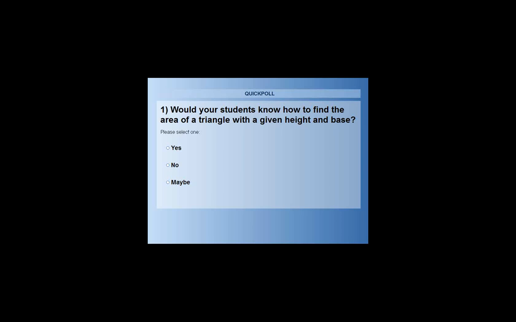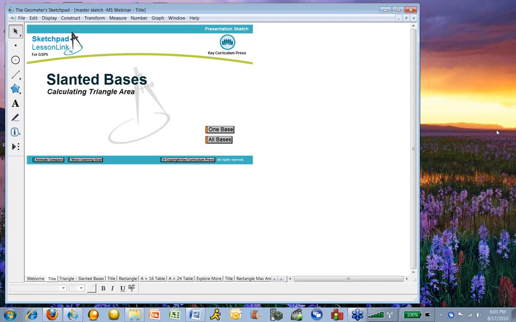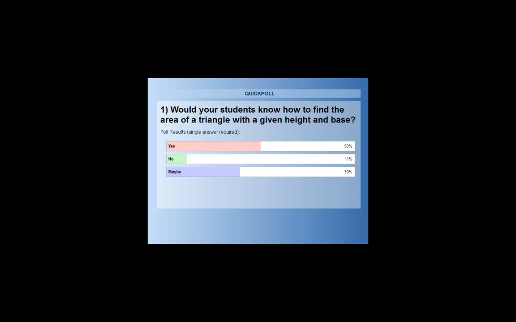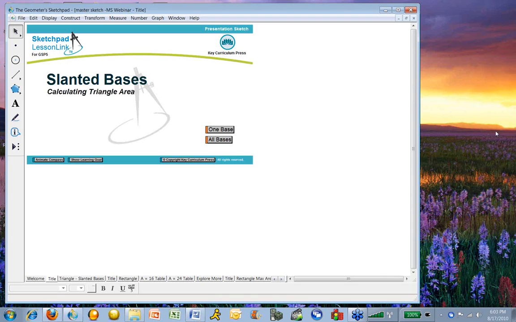And almost everyone is responding very quickly. Nice. All right, I'm going to close this, and let me just share the results so that you can all see this. And you'll see that we got about half of you saying yes, the other half a no or maybe. So in my personal experience with my own middle school and high school students, most of them knew the basic formula of how to find the area of a triangle.